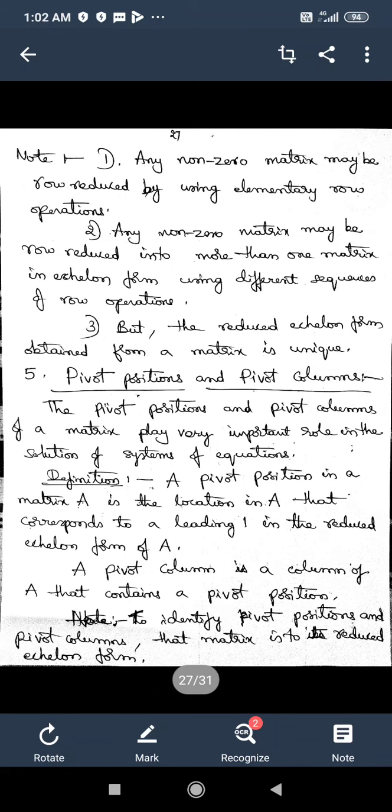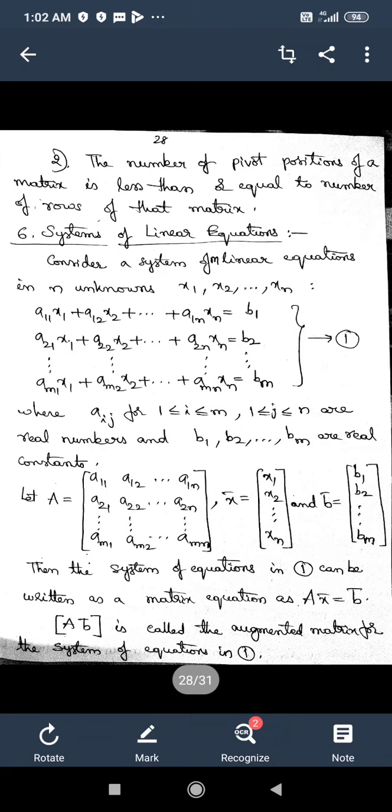So in a matrix there may be more than one pivot column. Note: to identify pivot positions and pivot columns, the matrix is to be reduced into reduced echelon form. First of all, the matrix should be in row reduced echelon form. Then only can we find the pivot positions and pivot columns of that matrix.